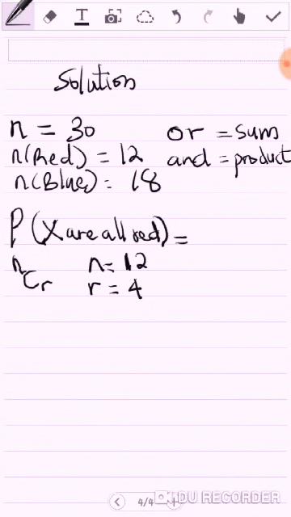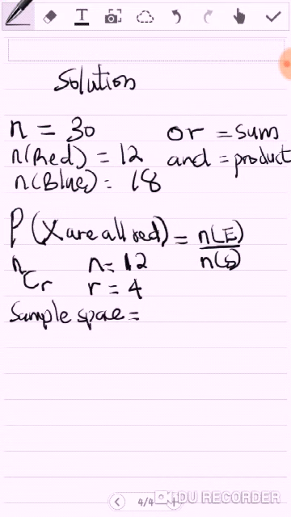Alright, let's go to the formula. So the probability that all the selected balls are red is the same as the number of events over the sample space. From here, the sample space is equal to the total number of balls in the bag, which is 30, combination, the balls are 4.